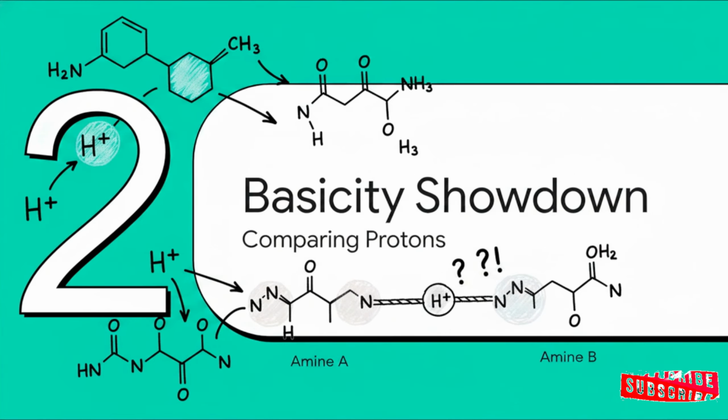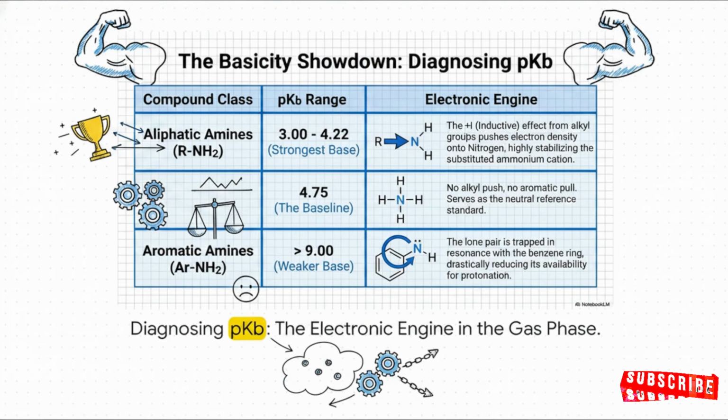Moving right along to part 2, the basicity showdown. Let's lay down the ground rules for how these amines fight for protons. Just remember, a lower pKb value means you've got a stronger base. In the gas phase, things are pretty straightforward. Alkyl groups push electron density onto nitrogen, making aliphatic primary amines the strongest bases compared to neutral ammonia and aromatic amines. We call this the inductive effect, or the plus I effect.